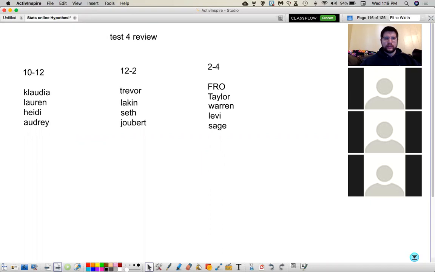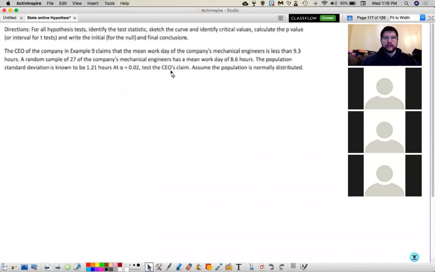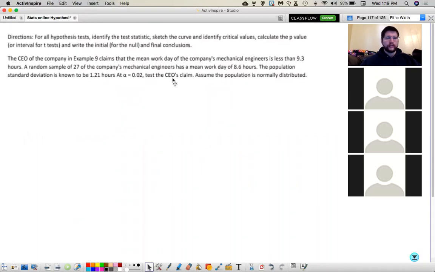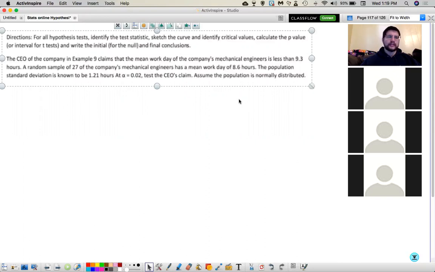All right. So if you looked at the test for review, which hopefully you did, it's primarily hypothesis testing. Now, I told you to identify the test statistic, sketch the curve, identify the critical values, and calculate the p-value for all of them. On the test, you won't have to do it for all of them, but you will have to give me each of these things at least once. Again, it'll just be random. On the test, there could be one Z, there could be three Z's, there could be one T, there could be three T's, four total.